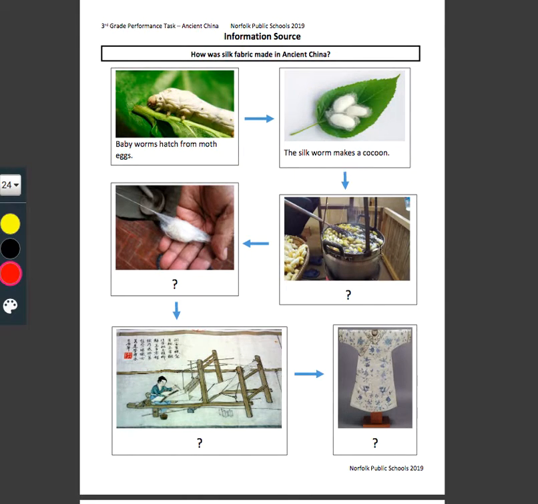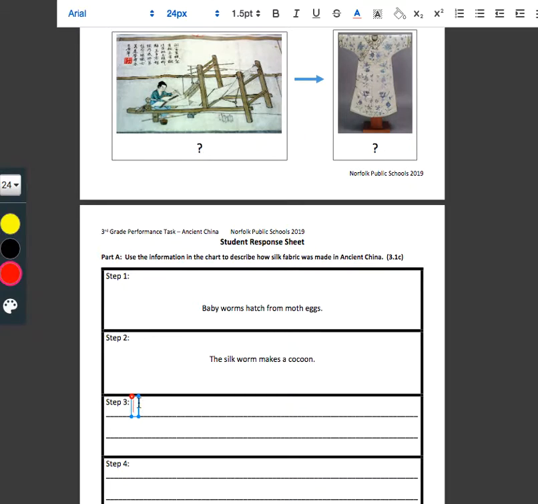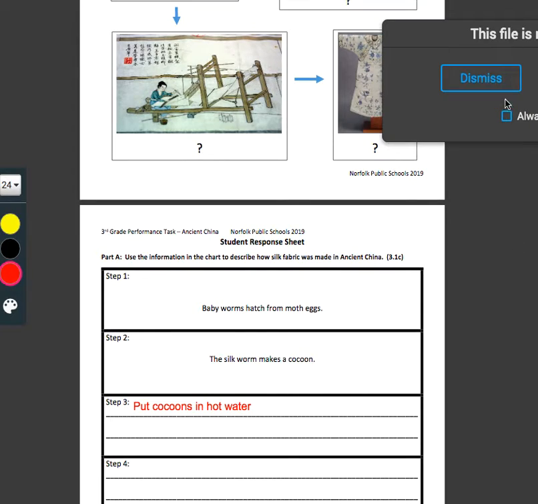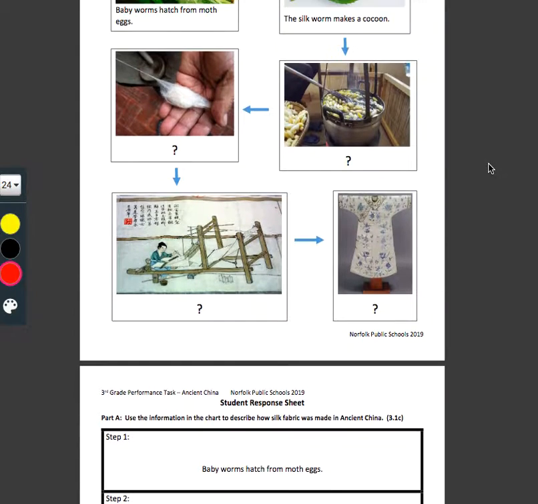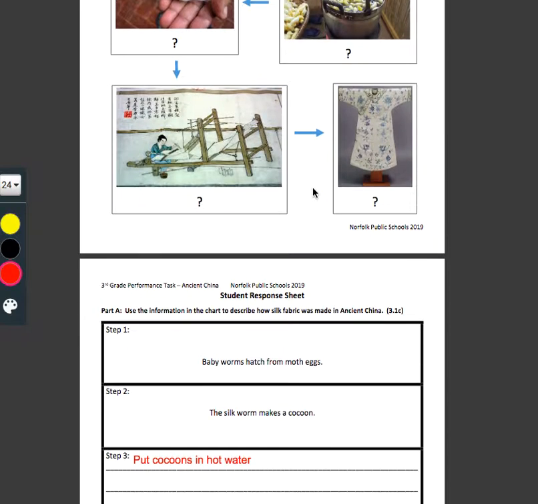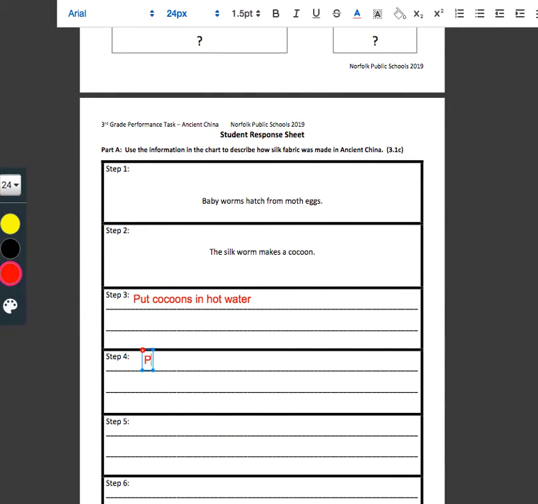If we look at this picture in step 3, we can see this is boiling hot or just hot water with the cocoons in it. So I'm going to go down to step 3, put cocoons in hot water. That's all you got to do. Then we're going to go to step 4. So step 3, follow the blue arrow. Step 4, here you can see they're pulling the silk thread out of the cocoon. So now I'm going to go down to step 4 and put pull silk thread out of cocoon.